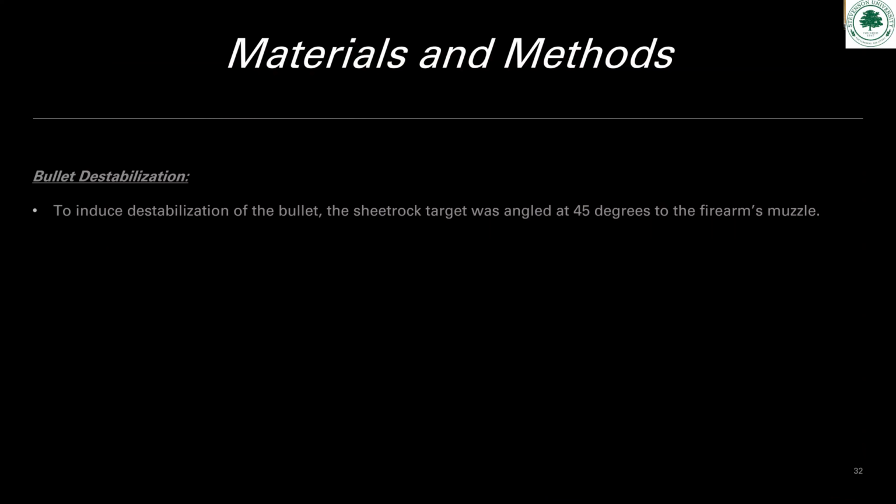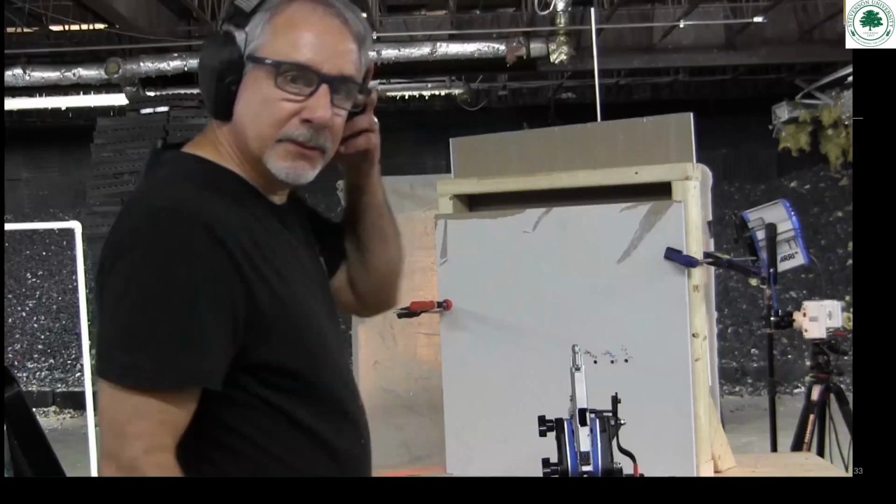So I was concerned that these bullets weren't destabilized. I had kind of anticipated that was going to happen, so I wanted to induce destabilization. I turned the target at a 45-degree angle so that it would induce destabilization. You see how the sheetrock is now angled. I'm not firing perpendicular into the sheetrock. It's at an angle.